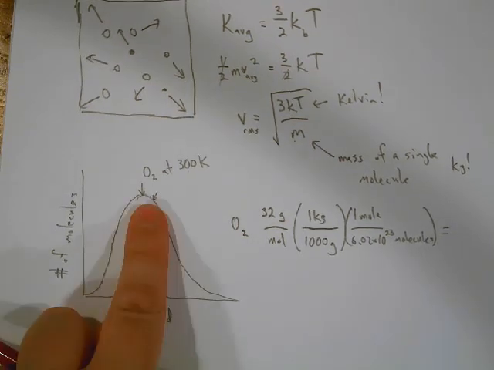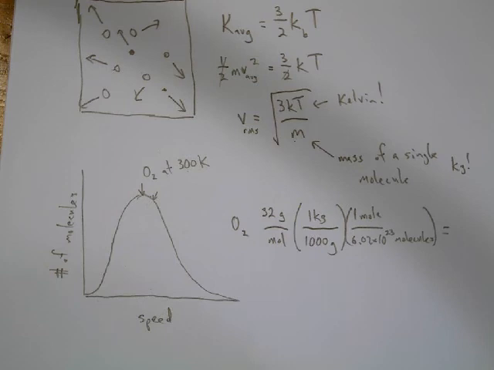And again, this is just telling you a likely speed. It's not telling you the speed of every one. It's just the likely speed. Some are going to be way higher, some are going to be slower.